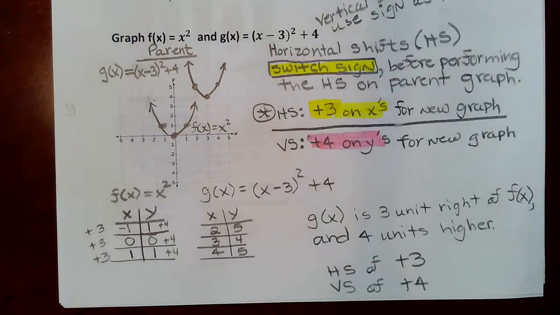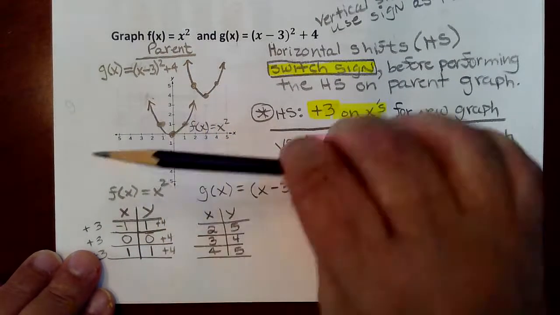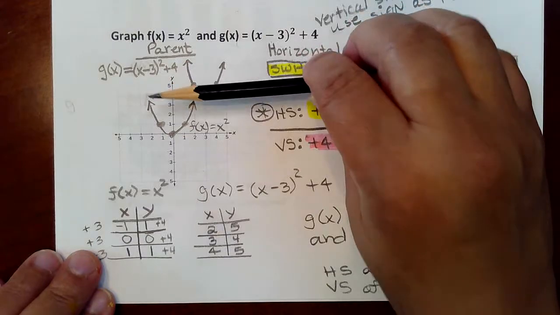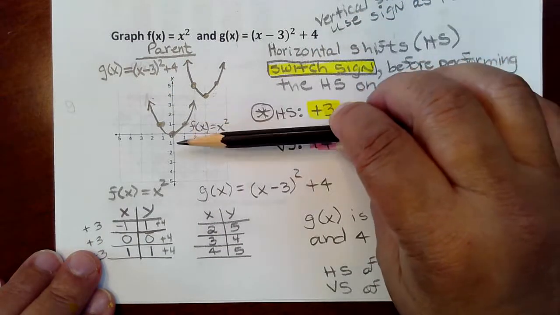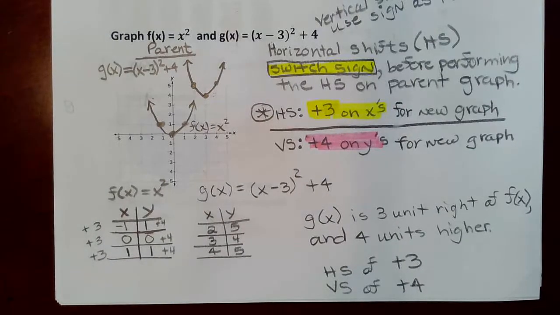And then once you have the two graphs and you're looking at them, it's very easy to make a comparison. It's easy to see that this is shifted over to the right 3 units and it is 4 units higher. I'm talking about that vertex right there. It's 4 units higher than that one. Okay, that completes section 2.1.